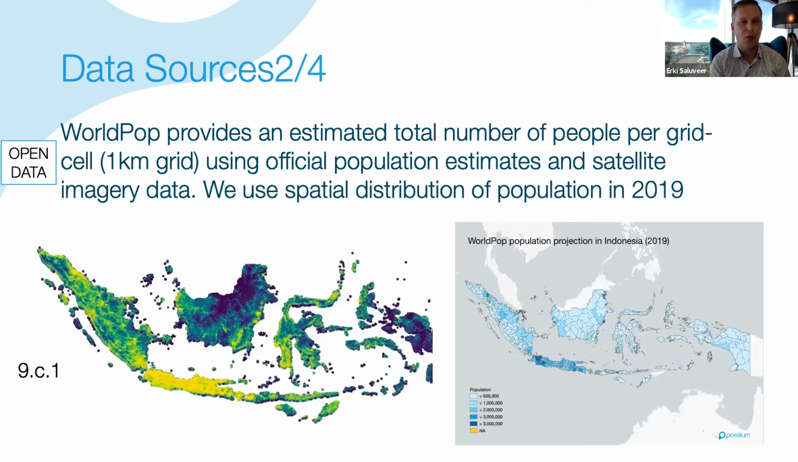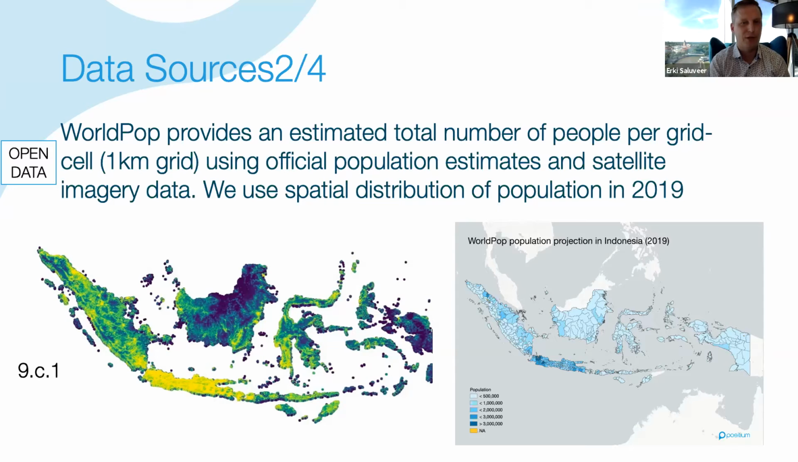The second data source is World Pop. Luckily, there is an open source world population database developed by Southampton University. And that data set provides an estimation of the total number of people per grid in a 1 kilometer grid. And as source, they have been using official population estimates as well as data from satellites. And for example, later on, it will be described in Indonesia. We used it from 2019 and did a comparison also with official statistics, and that will be presented later in this session. But this is a very valuable data source in order to get population estimates in a country.